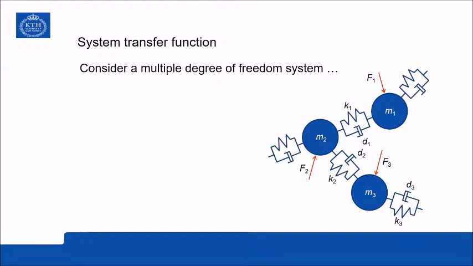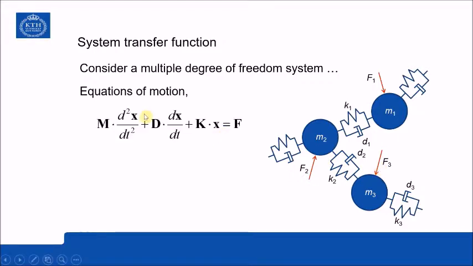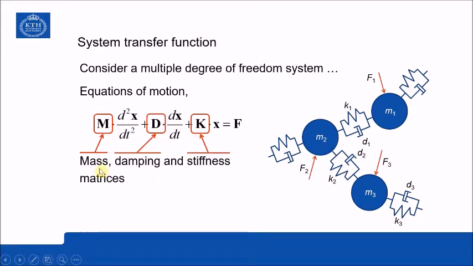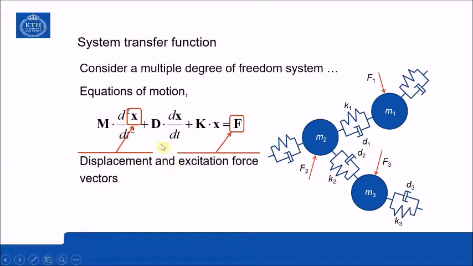So, for example, if we consider a multiple degree of freedom system like this, we have a number of masses, and they are connected with a number of springs and dashpots, and we also have a number of external forces exciting this system. Now, as you know, the equations of motion for this system can be written in matrix vector form, where the M, D, and K matrices are the mass, damping, and stiffness matrices. And the x here is the displacement vector, and F here is the exciting force vector.